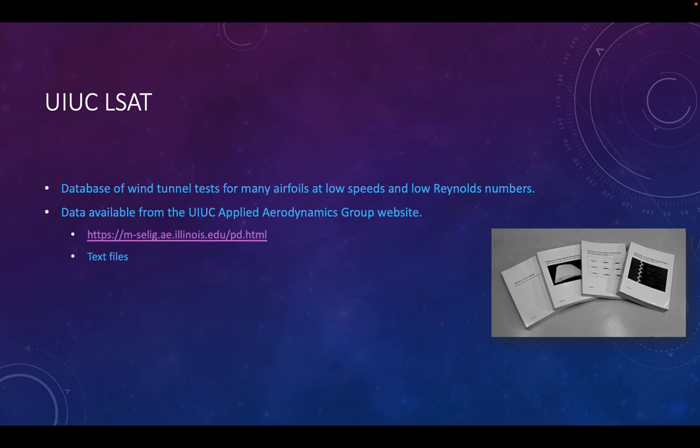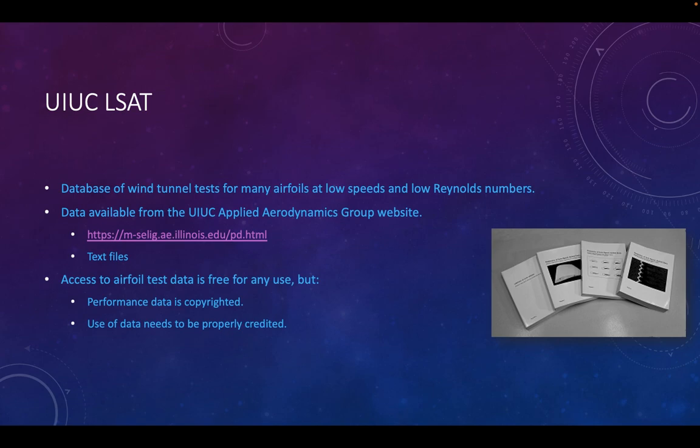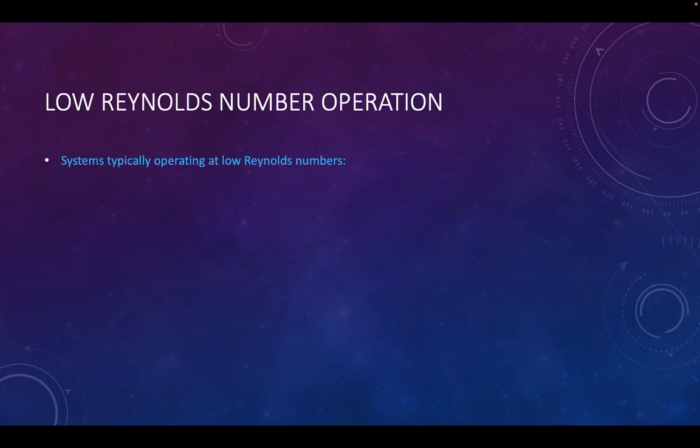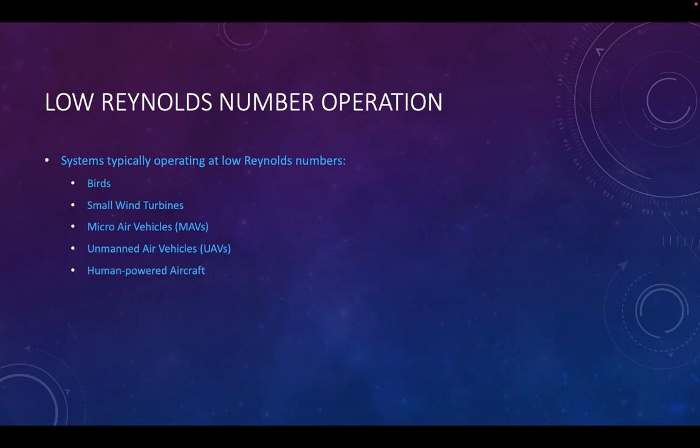More on Reynolds number later. The data is available in text file format from the website indicated, and access is free for any use, but the data is copyrighted, so use needs to be properly credited. Systems typically operating at low Reynolds numbers include birds, small wind turbines, micro air vehicles, unmanned air vehicles, and human-powered aircraft in addition to model aircraft.